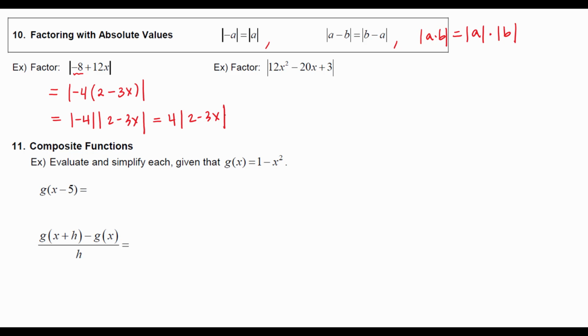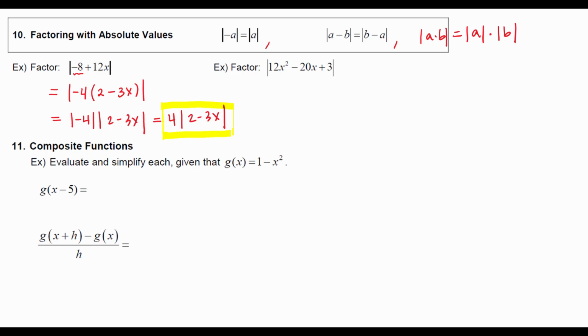And this is as far as you can get because we don't know whether 2 minus 3x is positive or negative, so you cannot get rid of that absolute value. But the absolute value of negative 4 is 4, so you could get rid of the absolute value for the negative 4. Factor the absolute value of 12x squared minus 20x plus 3.